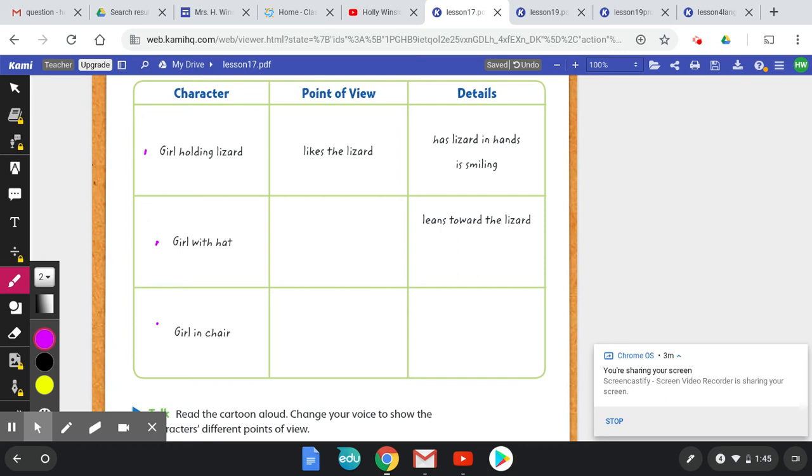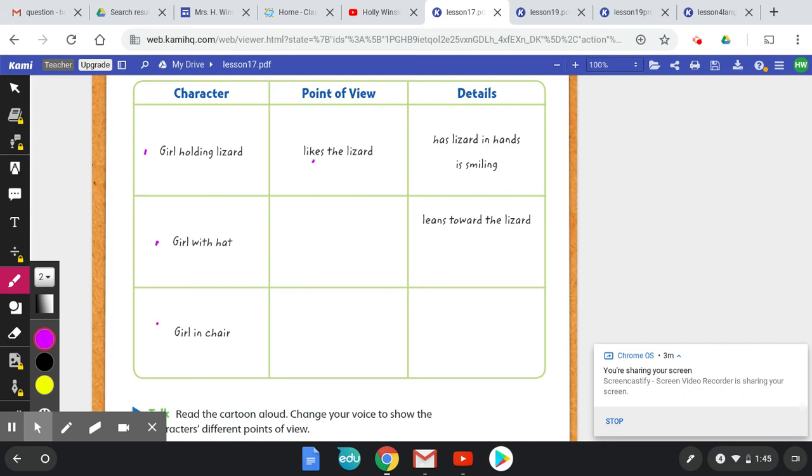So the point of view of the girl who's holding the lizard, they write "likes the lizard." It's just a phrase, not a sentence. And we know that because of how she's reacting. She got the pet, so of course she probably likes the lizard. So then what are the details that tell me her point of view is that she likes the lizard? Well, she has a lizard in her hands and look at her face. She's smiling.